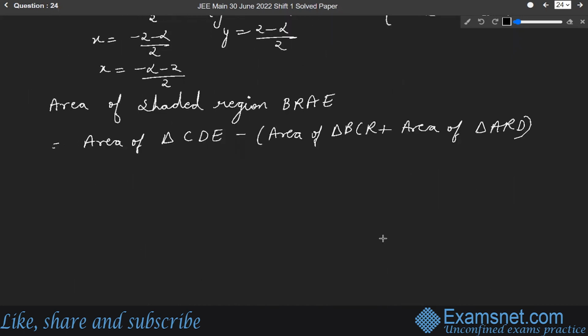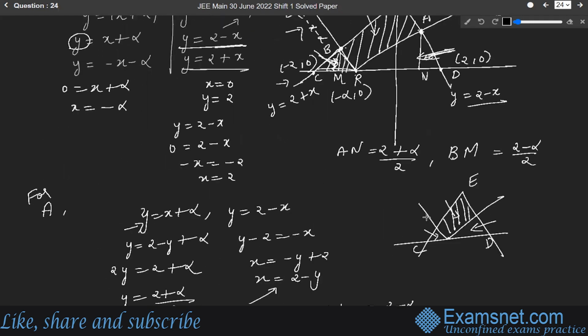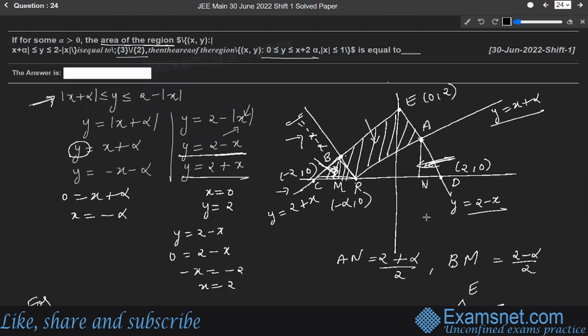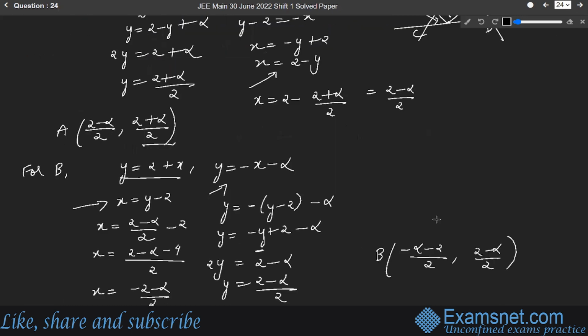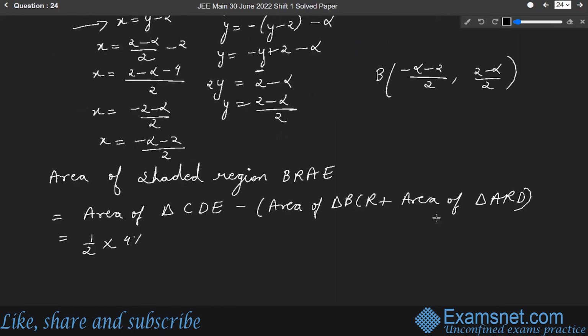Okay. Now how we will find area of triangle CDE? It will be half into base into height. Now let us see CDE. This is CDE. Here the values of base and height will be 4 and 2. What is the height? Height is actually the point E. You can see that this is the origin. OE is the height. And what is the y coordinate of E? It is 2. So height is 2 and the base will be 4. So we have half into 4 into 2 minus area of triangle BCR.